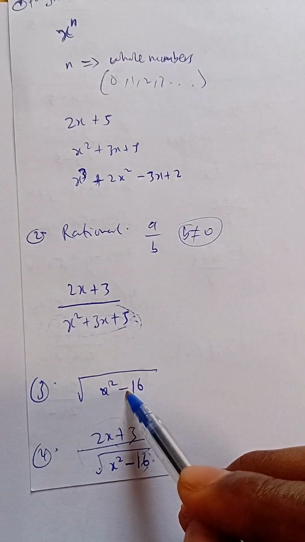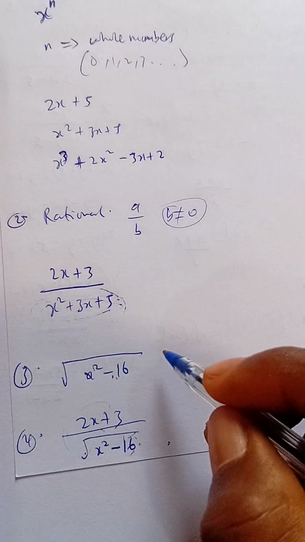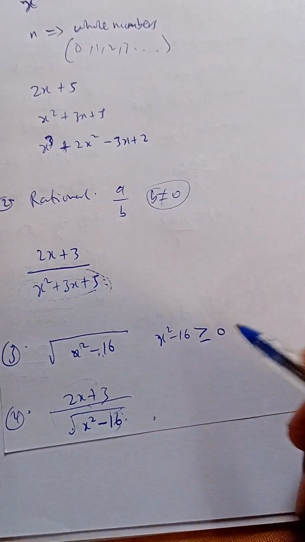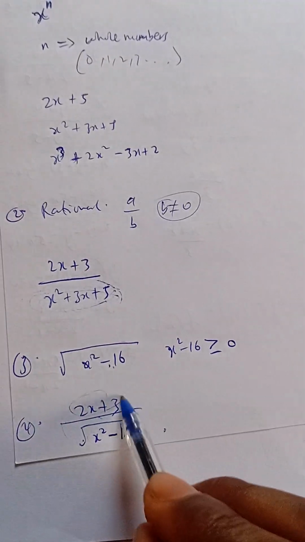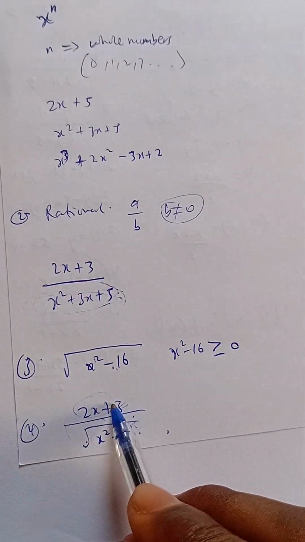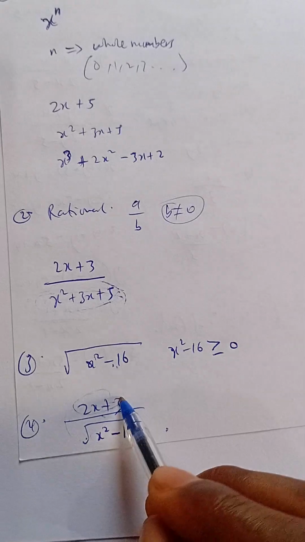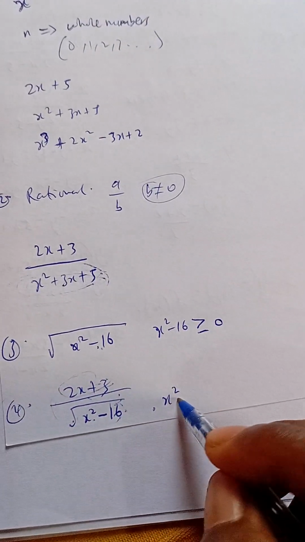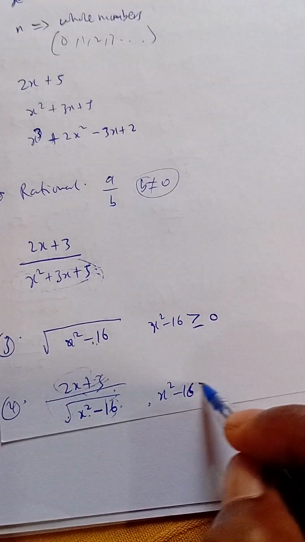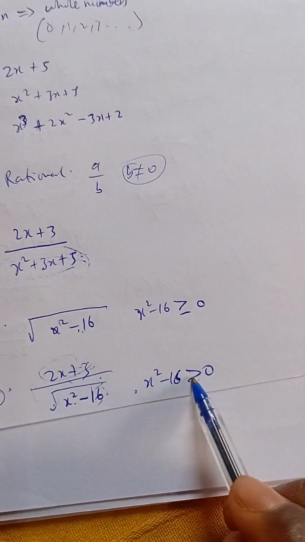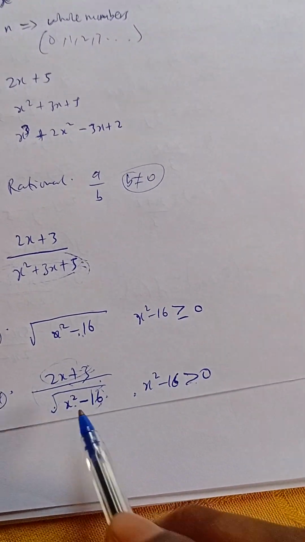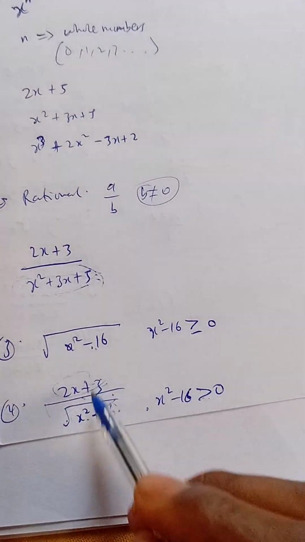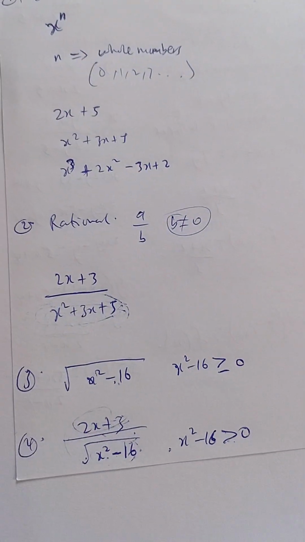Here, we are saying that we do not want negative numbers. So everything under the root should be greater than or equal to 0. But the top, we're okay with the top because it's a polynomial. All real numbers can fit in. But for the bottom, some real numbers will not survive. So here, x squared minus 16 should be greater than 0. We shouldn't include 0 because we do not want the denominator to be 0. If everything here becomes 0, root of 0 is 0, and this will be undefined.